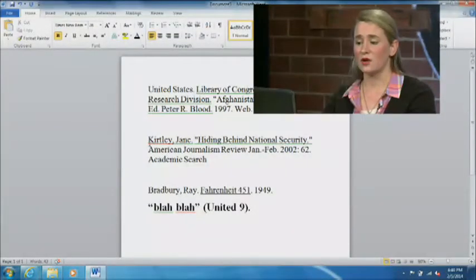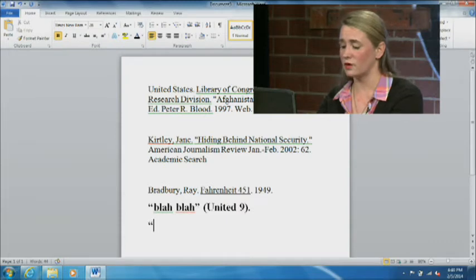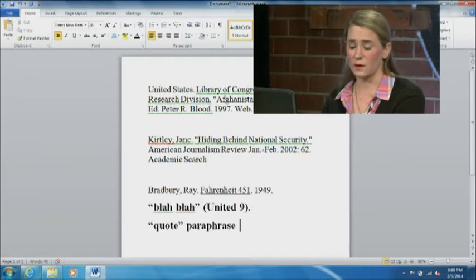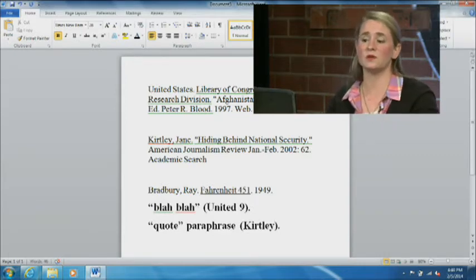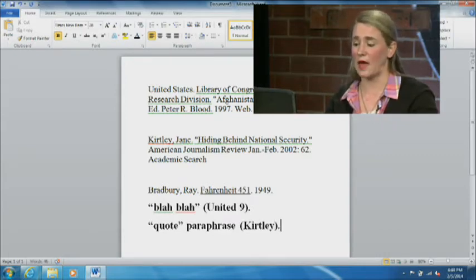If we were going to cite in the paper this Jane Kirtley, notice that Kirtley is the very first word of our entry. So you would have your quote or paraphrase. Again, if you can see my screen, I'm just playing with this. Paraphrases aren't going to be in quotation marks, but you still got it from Jane Kirtley. She's the first word of the entry, so that is what goes in the parentheses. That's how you would do the parenthetical citation for that.